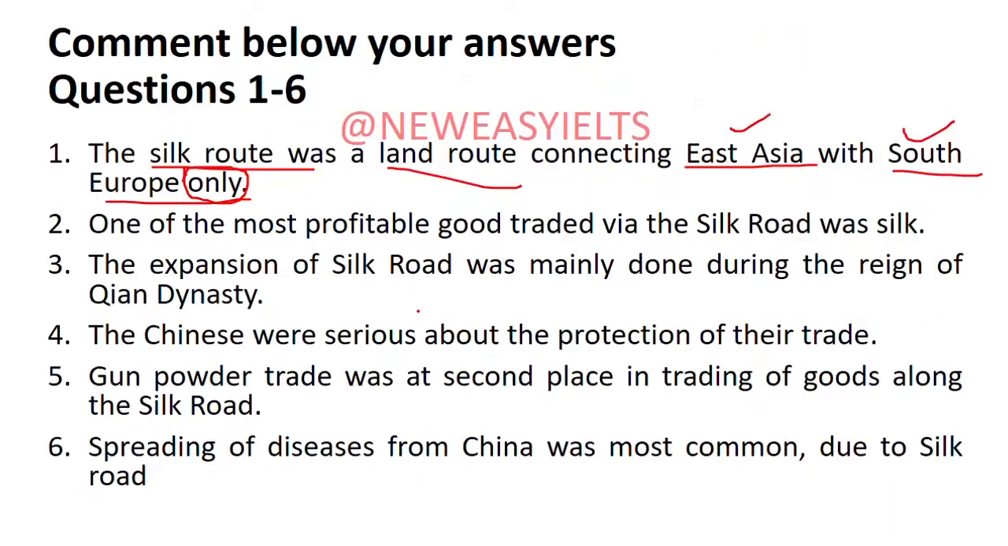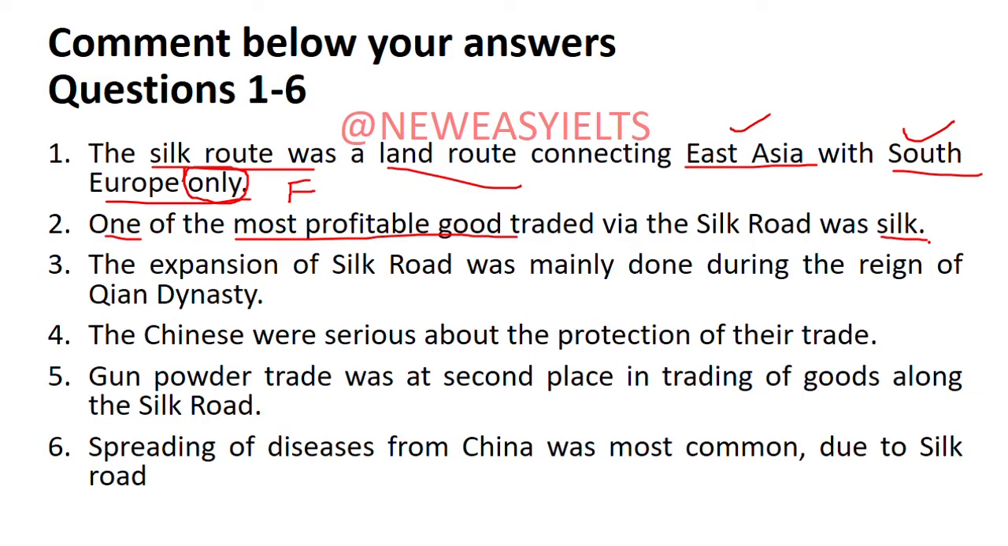So the first answer is false. I'm just going to write it here. First is false. Now the second: one of the most profitable goods traded via the Silk Road was silk. So we have to find the keywords. We have marked most profitable, Silk Road, and the final one is silk.